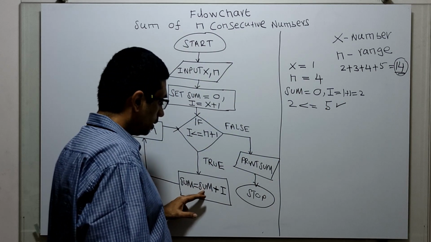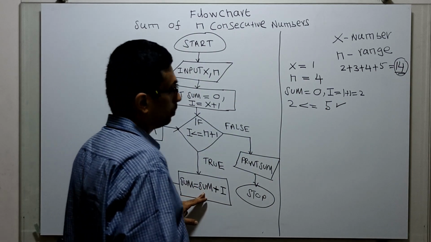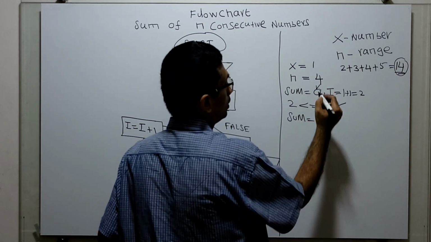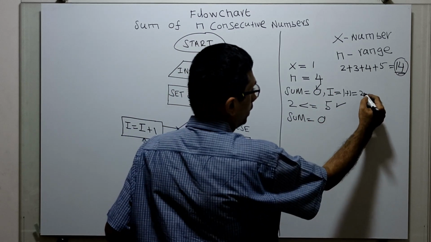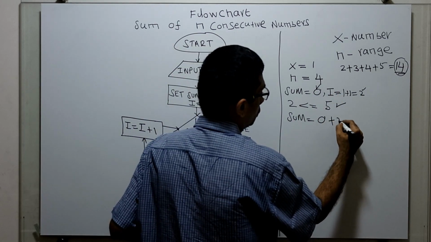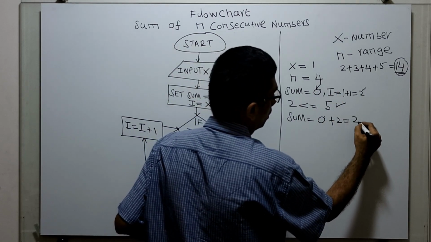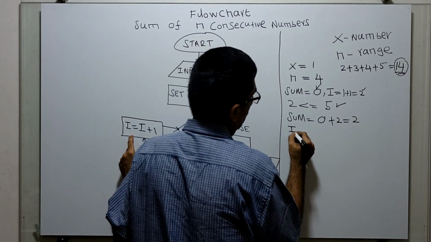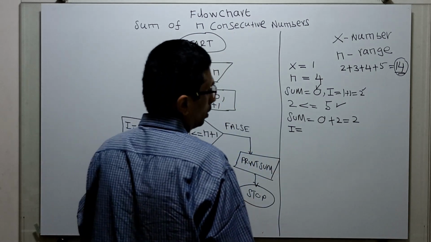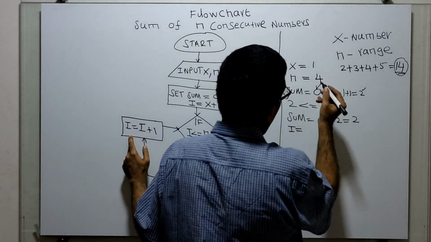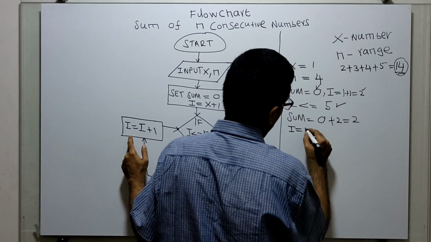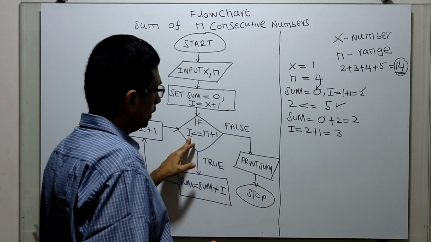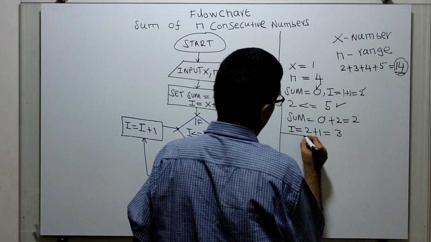Sum equal to sum plus I, that means existing value of sum plus I. What is the existing value of sum? That is 0. What is the value of I? Which is 2. 0 plus 2 equal to 2. Next, I am incrementing I by 1. I equal to existing value of I, 2, plus 1, which is equal to 3. So next iteration, I am checking the condition.